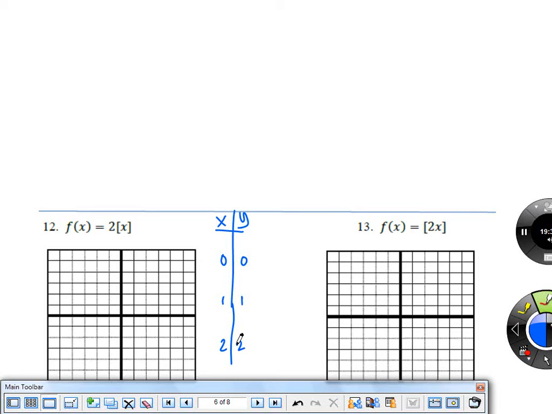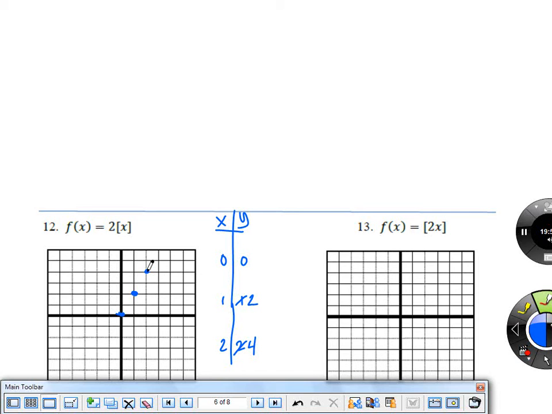But instead of 1, what's this going to be? And instead of 2, what's this going to be? 4. So let's plot those endpoints. 0, 0, 1, 2, 2, 4. And again, since this is our first one, let's look at what's actually happening if we plug something in between.